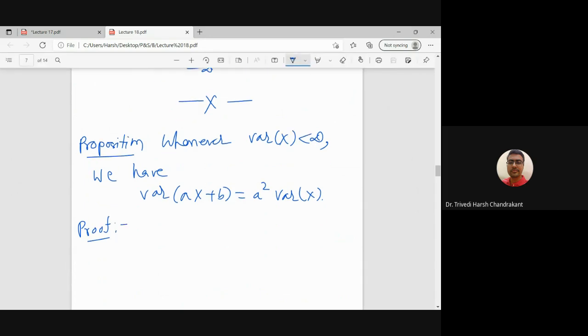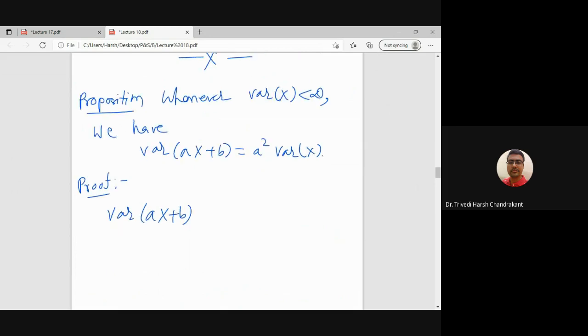So these are essentially the properties of variance. Here we will use the second formula. If you have the variance of ax plus b, considered as some random variable y, what is the variance? Variance of x is expectation of x square minus expectation of x the whole square, right?